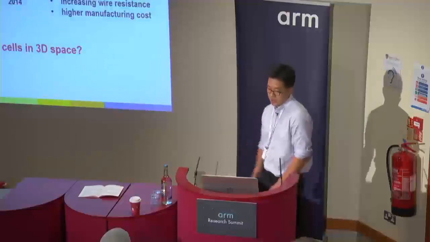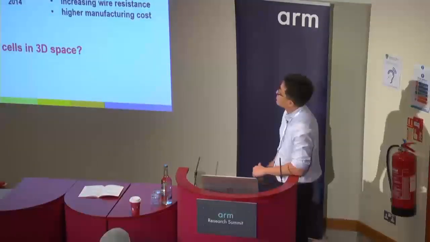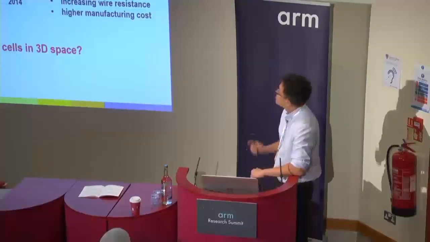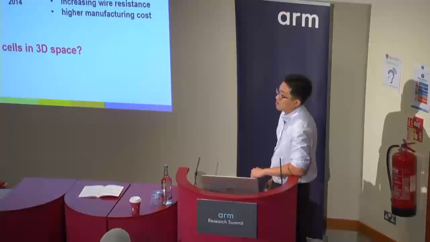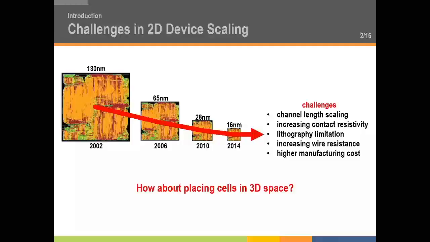Let's start. Recently, Intel announced the delayed mass production of 10 nanometer processors, forecasting their arrival for 2019. The 3-year delay from the initial schedule indicates that 2D device scaling is slowly reaching its limit due to these challenges. So the natural question might be: what will be the next technology that can follow Moore's law? And how about placing cells in 3D space?